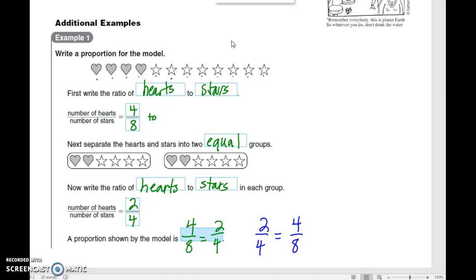Whatever I do to the top, I do to the bottom. Whatever I do to the bottom, I do to the top. So even though you're now dealing with proportions, you're applying the same type of information that we did to equivalent fractions to making equivalent ratios. And just notice that now that I have two equivalent ratios, I can form a proportion.